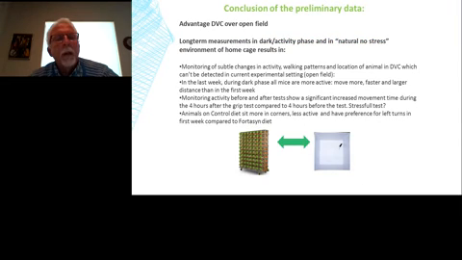And then the advantage of the DVC over open field is that we are monitoring subtle changes in activity, walking patterns, and location of the animals that can't be detected in current experimental settings with the open field. Last week, all mice were more active, faster, with longer distance than the first week. Monitoring activity before and after the test showed a significant increase in movement during the first 4 hours after the grip test compared to 4 hours before the test.